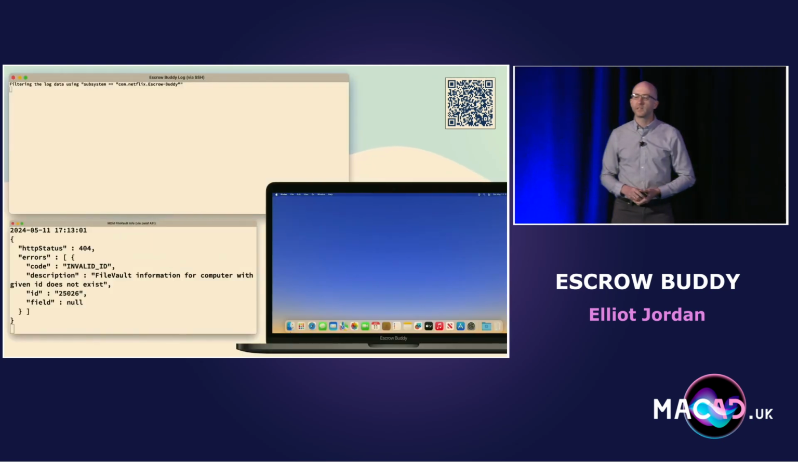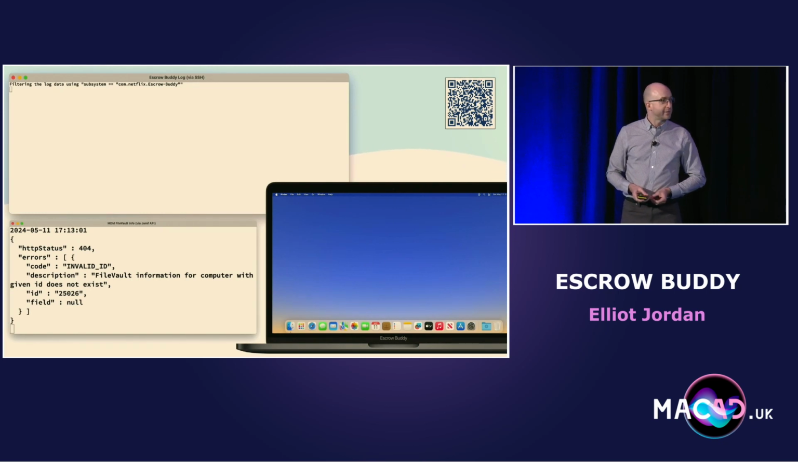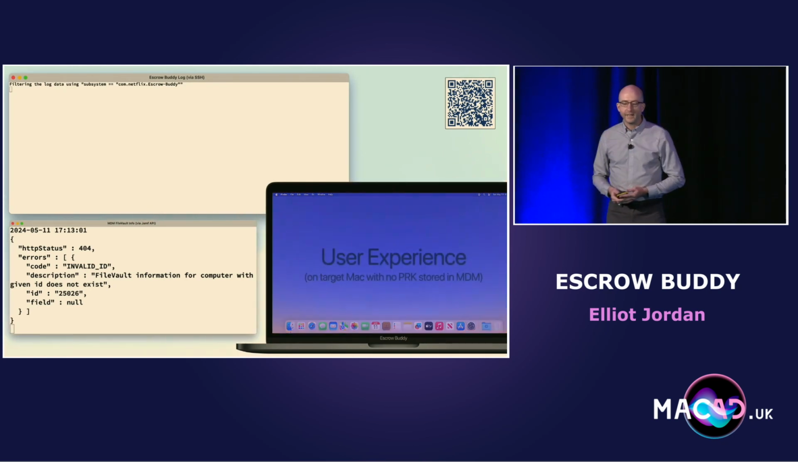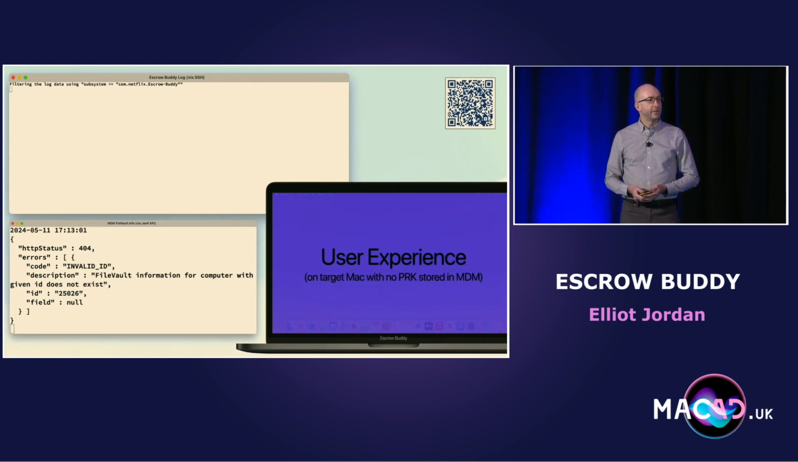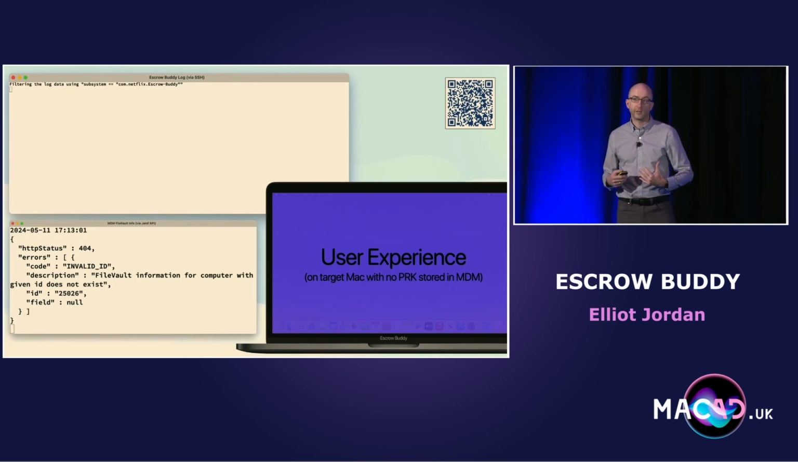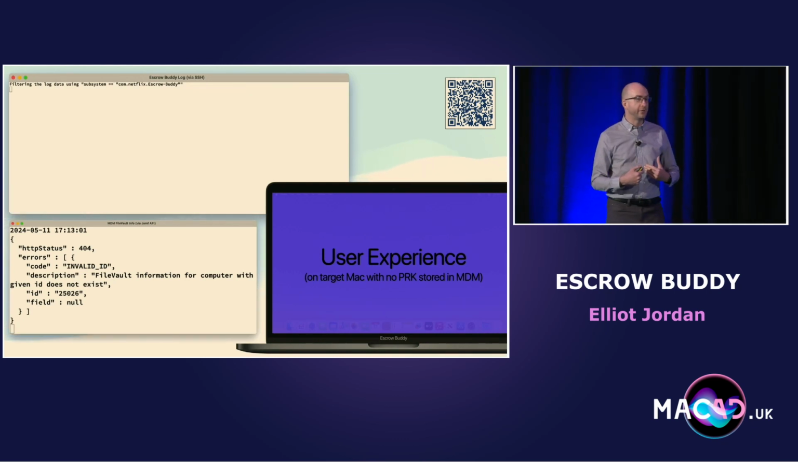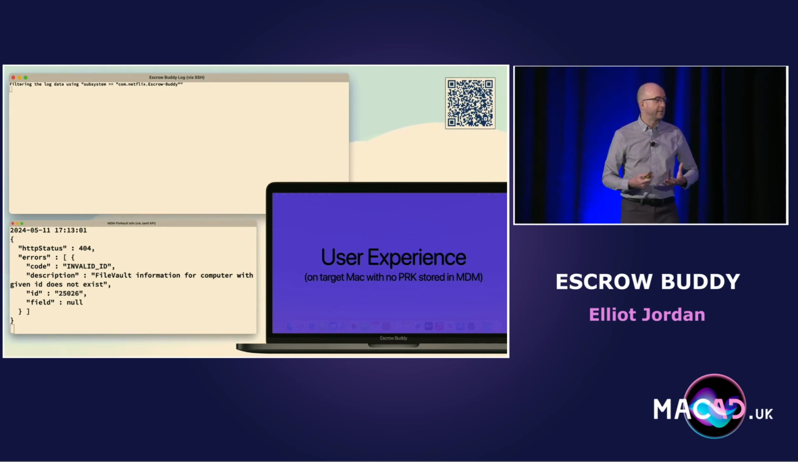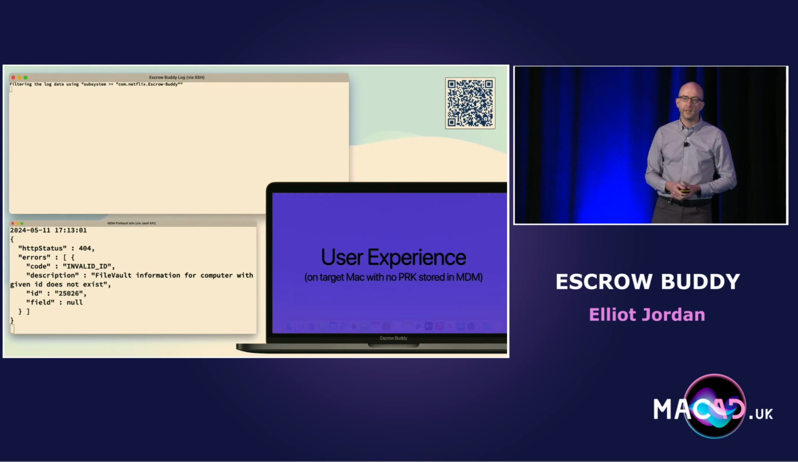With those basics established, I'm going to show you what you came here to see, which is a 30-second demo of Escrow Buddy in action. Let's see it actually work. First, let me set the scene. At the right, we've got a Mac that was encrypted prior to enrollment in our MDM. So it is FileVault encrypted, but we don't have the personal recovery key. It's stored in the previous MDM, or maybe it wasn't enrolled at all, so we don't have it. We've used our new MDM to deploy Escrow Buddy and configure it on this Mac. So all we need to do is log in, and it will generate a new key for us.